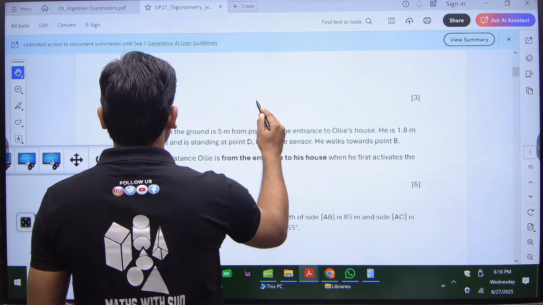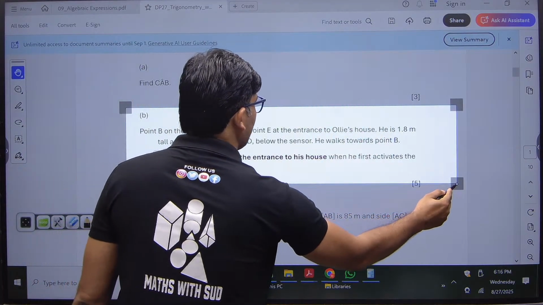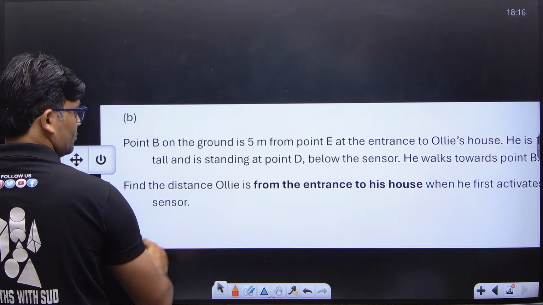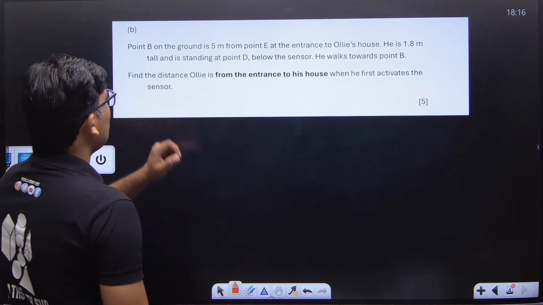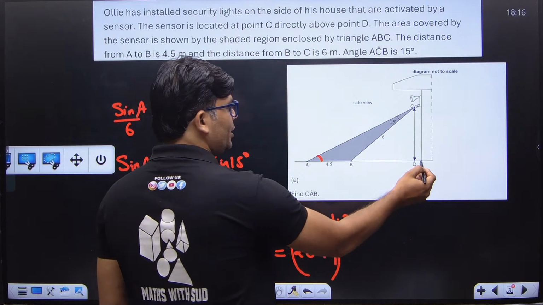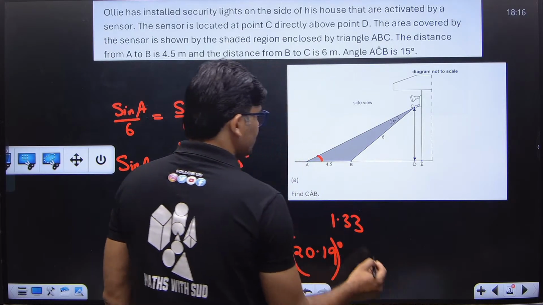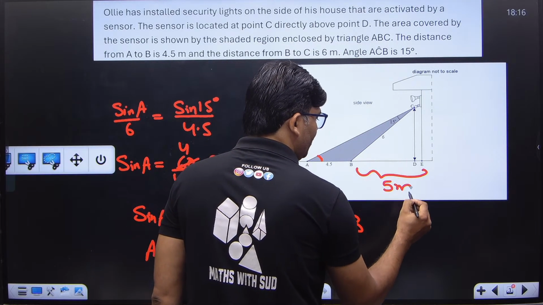Then coming to the next question. Point B on the ground, and it is of 5 marks. Point B on the ground is 5 meters from point E. So this is point E. And where is point B? Point B is where this is. So this distance is how much? 5 meters, they are saying.